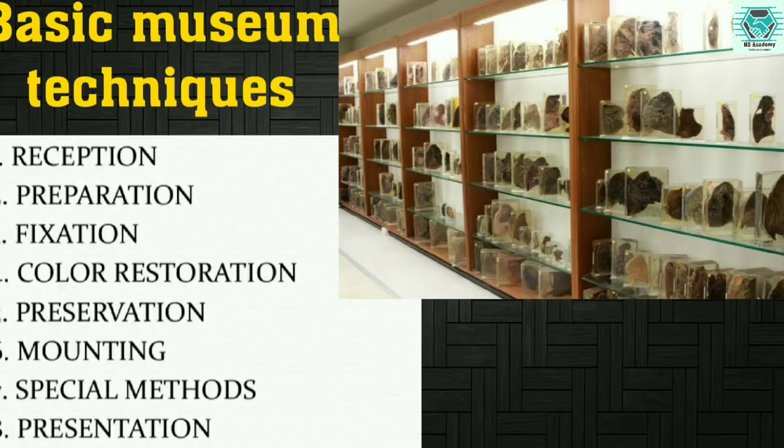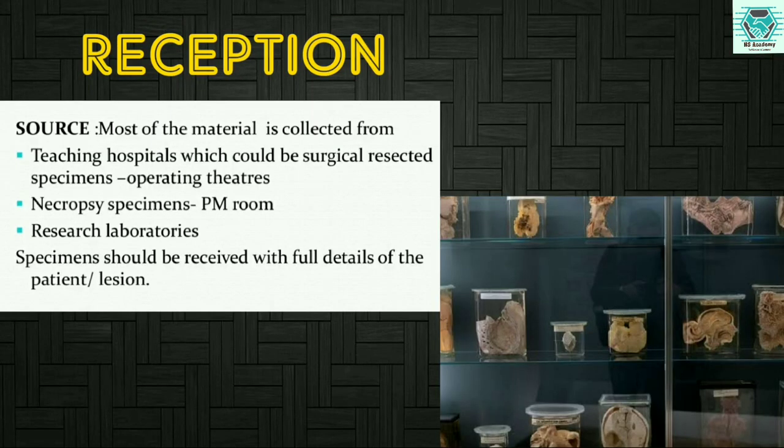The basic museum techniques involve number 1, reception, number 2, preparation, number 3, fixation, number 4, restoration, number 5, preservation, and number 6, presentation. The basic thing is the reception of the specimen, not only for the museum techniques but also for any kind of histological tissue preparation. We first receive the specimen.